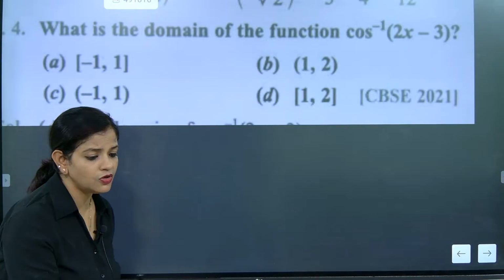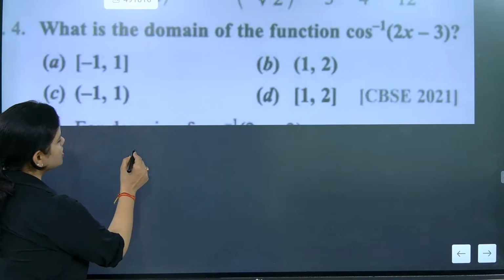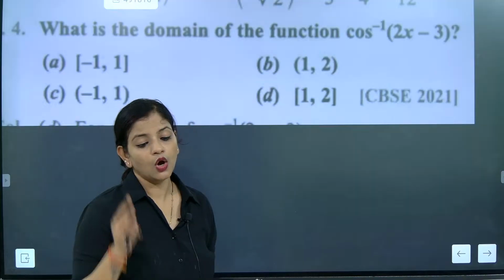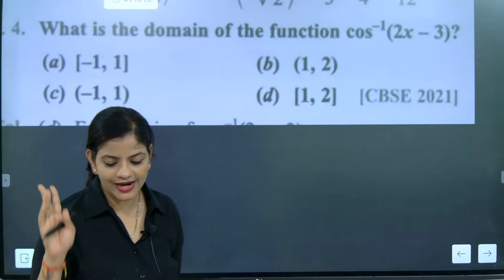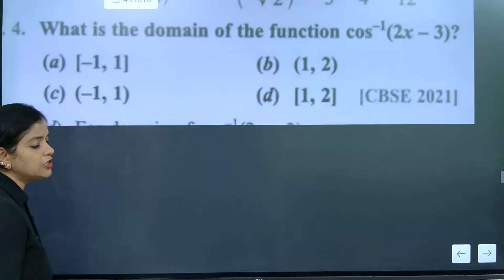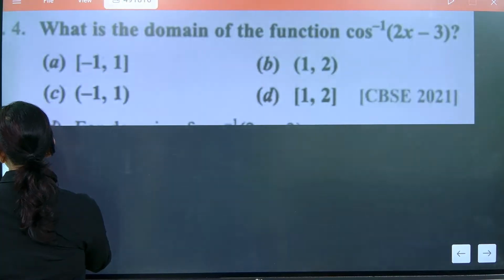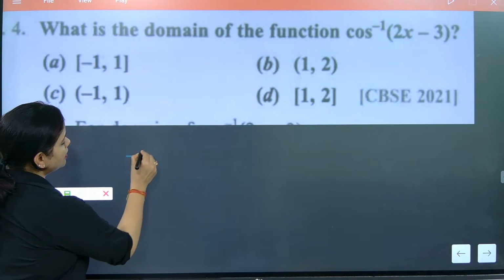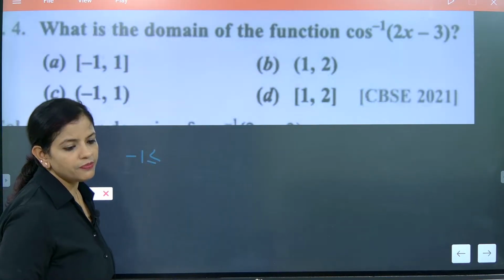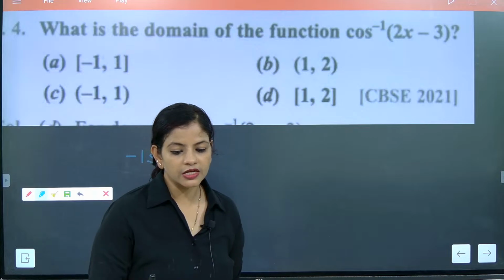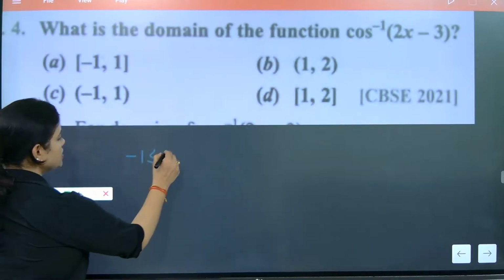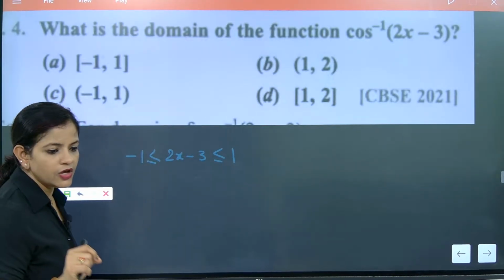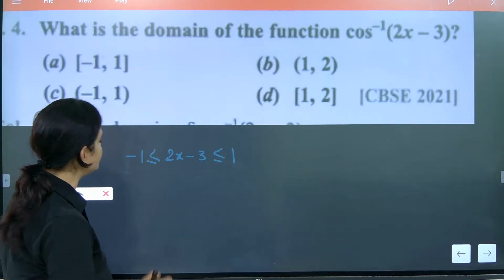First thing you must keep in your brain: cos, like minima and maxima, is defined on the closed interval -1 to 1. So for finding the domain, we write it like this. Again we know the minimum and maximum of cos are -1 and 1. So -1 ≤ 2x - 3 ≤ 1. Be very careful and solve it precisely.